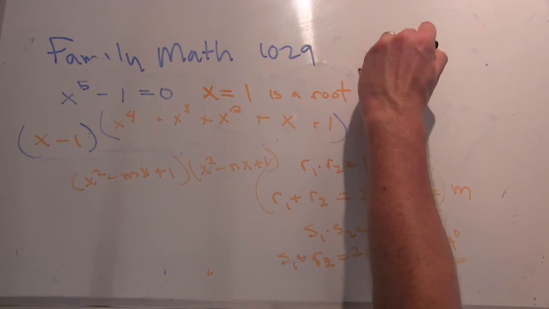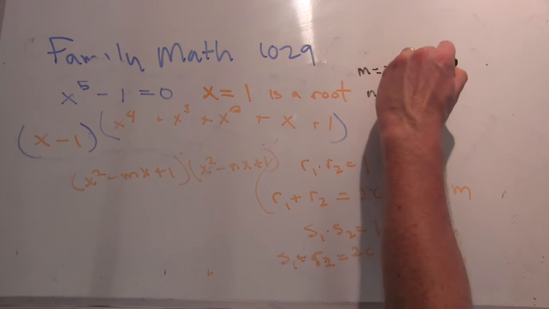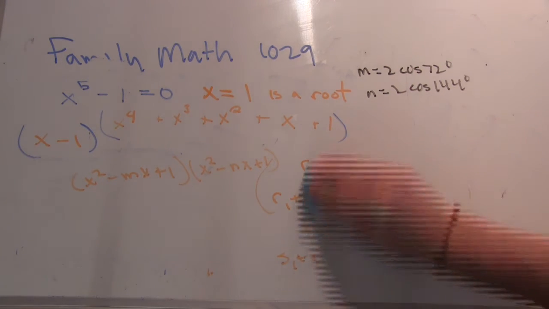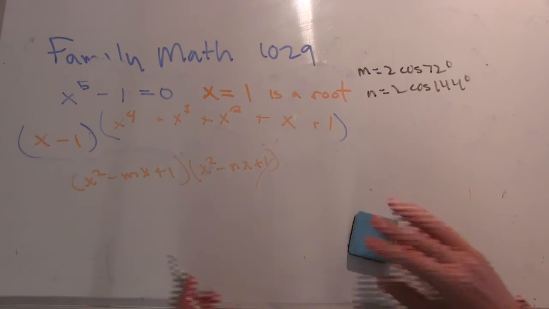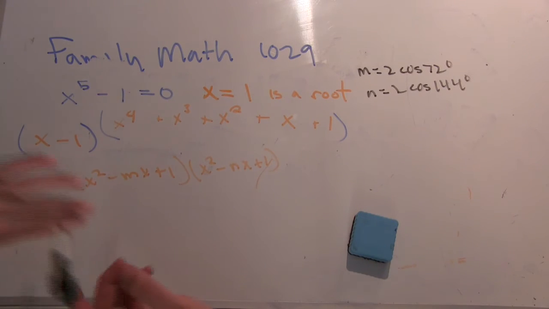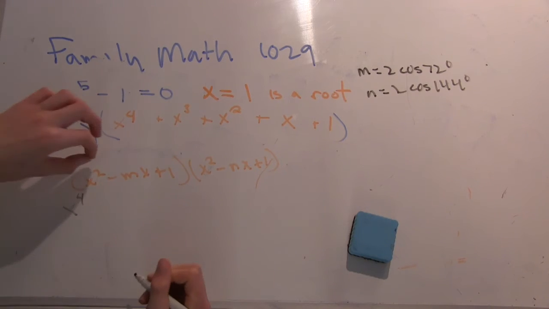M is 2 cosine of 72 degrees, and n equals 2 cosine of 144 degrees. Now we have room to multiply these out. So what happens when I multiply this polynomial out? What do I get? You get x to the 4th.